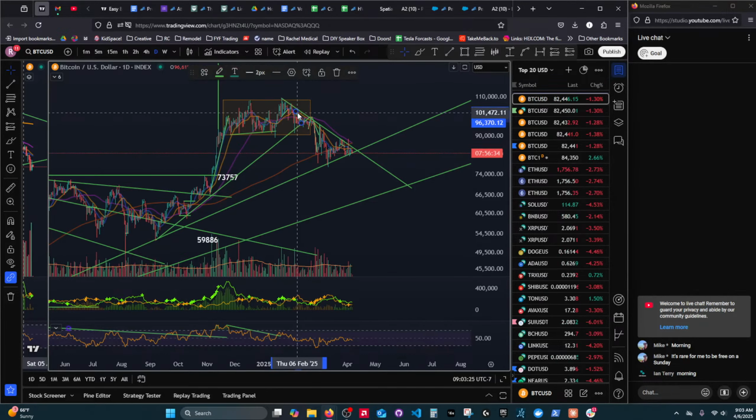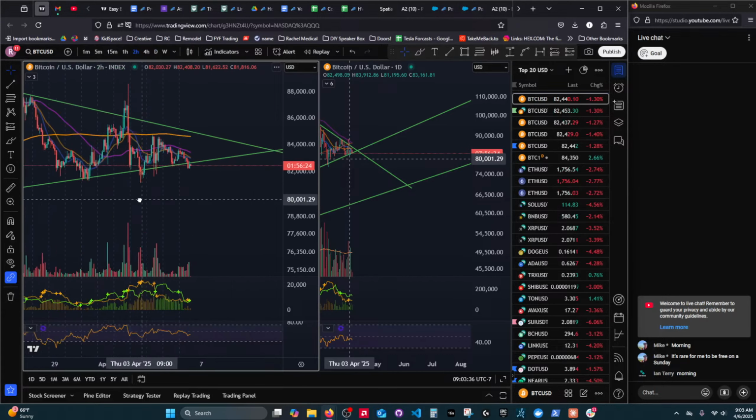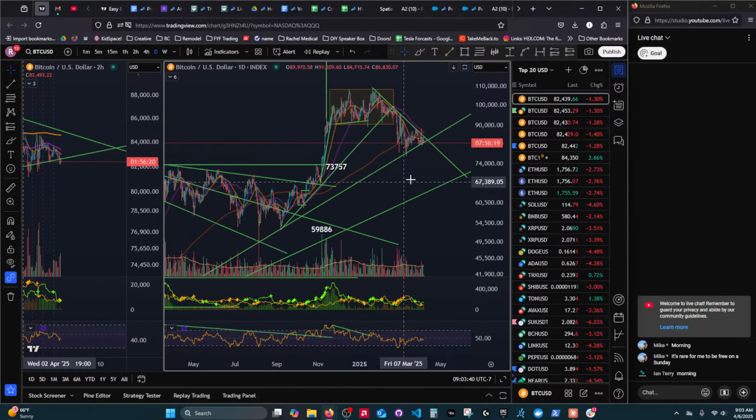Another little line right there. What else am I missing? I got a bunch of little lines right here. Probably some on the 2 hour too that are popping up here. There we go. All right, so much more clean chart, but we still have the important lines on here.